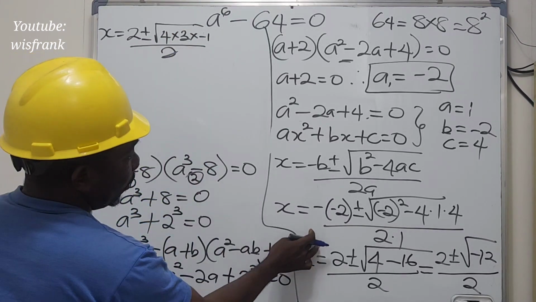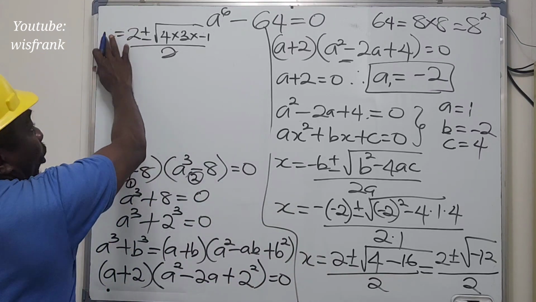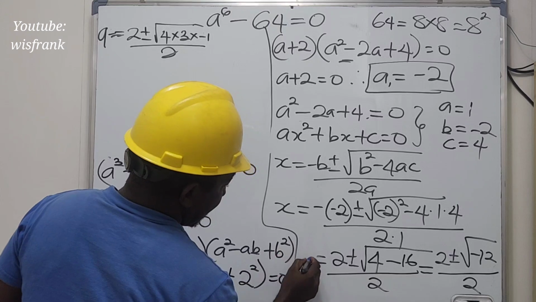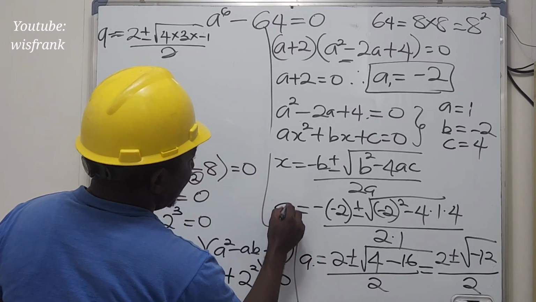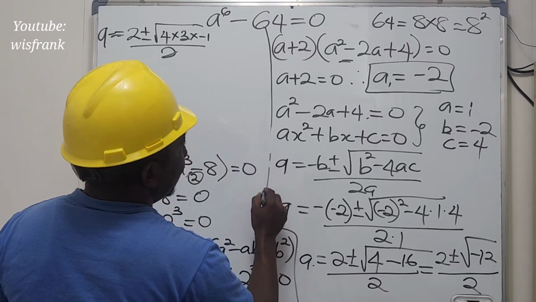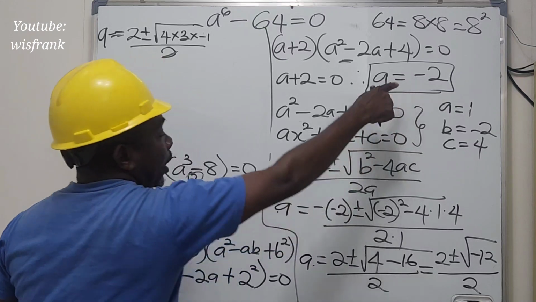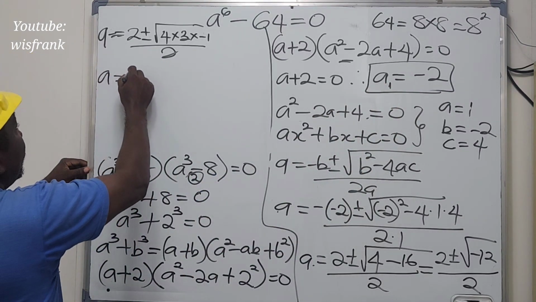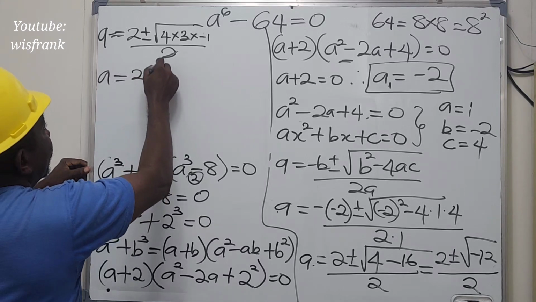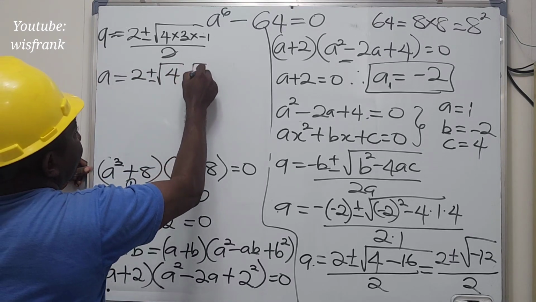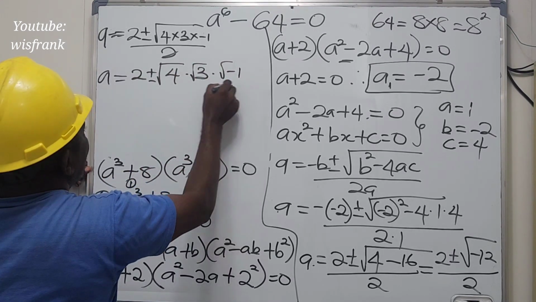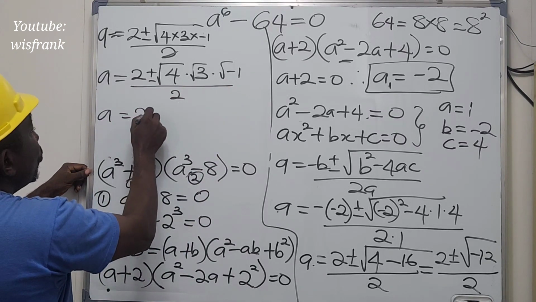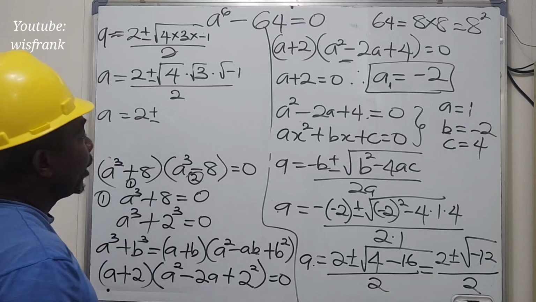In that case, okay, this is a, because we are looking for the value of a, not x. So this place is a, here is a, and here is a, because we have the value of a as minus 2. So in this case, our value of a will become 2 plus or minus square root of 4 times square root of 3 times square root of minus 1, all over 2. So in this case, the value of a equals 2 plus or minus square root of 4, which is 2.